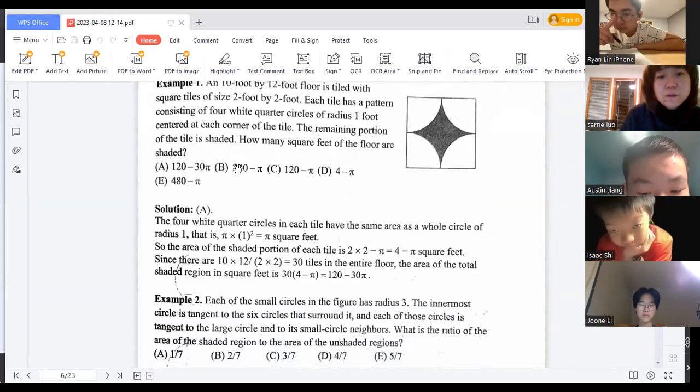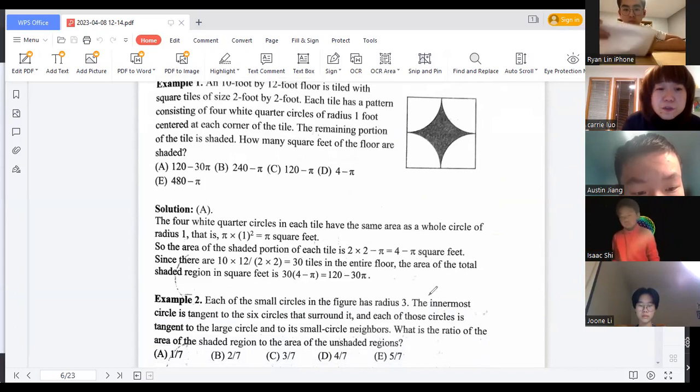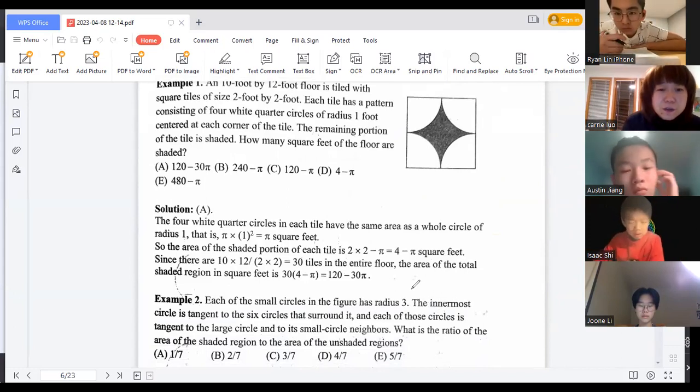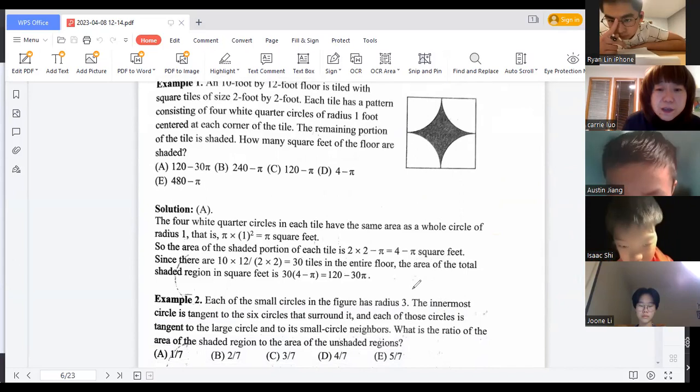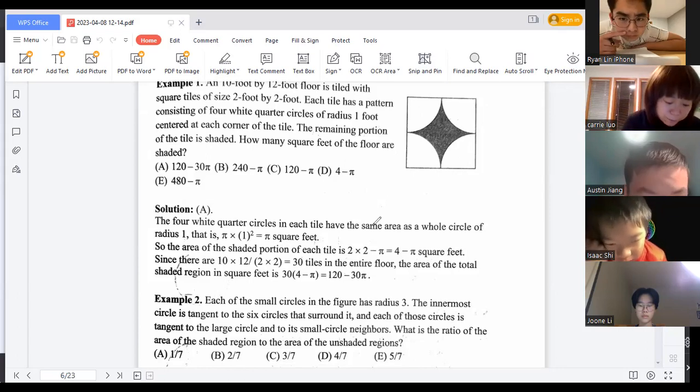Each of the small circles in the figure has a radius of 3. The innermost circle is tangent to the 6 circles that surround it, and each of those circles is tangent to the large circle and its small circle neighbors. What is the ratio of the area of the shaded region to the area of the unshaded region?